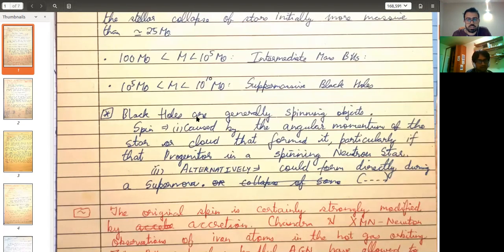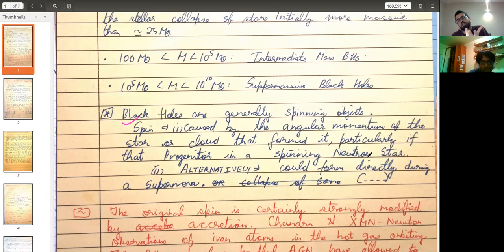Black holes are generally spinning objects, and why do we know this? First of all, it is caused by the angular momentum of the star. Whenever a star collapses, you can imagine that it has a spin and this angular momentum, and where will all this go? It will go into the spin of the black hole. So it is caused by the angular momentum of the star or the cloud that forms around it, particularly if the progenitor is a spinning neutron star.